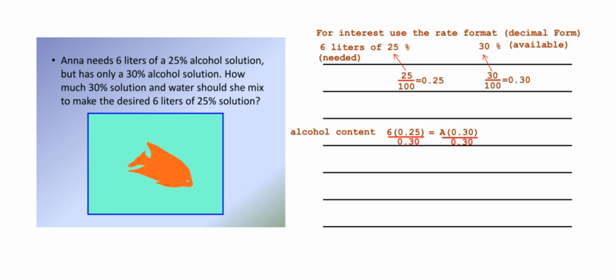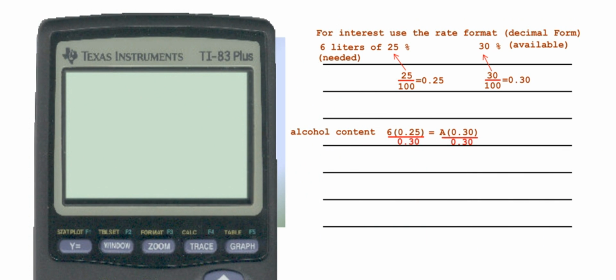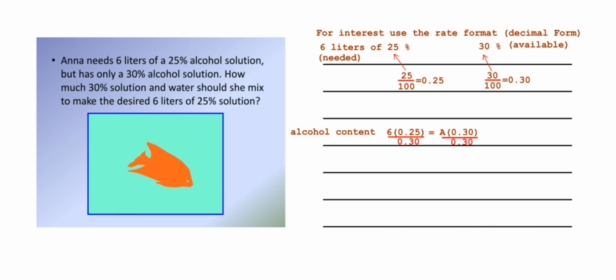This is where your calculator could come in really handy. I'd recommend you turn on your calculators, clear anything that you might have. And let's start with 6 times, we can put it in parentheses just like it is, 0.25, close your parentheses, divided by 0.3 or 0.30, your choice. And there we go. It gives us that we have 5 liters of 30% alcohol solution.